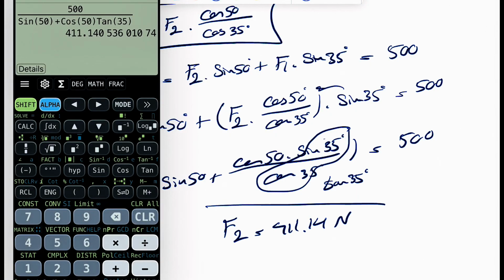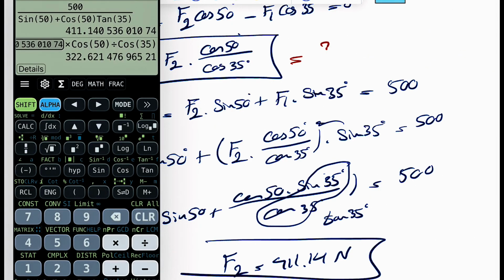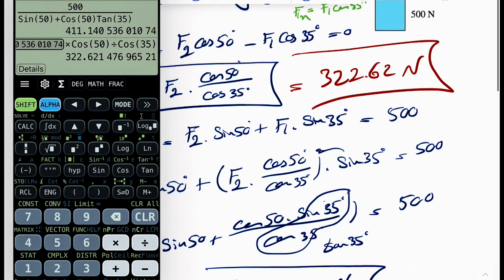So our F2 will be 411.14 newtons. And if we just plug F2 in here, we can find F1. So this value times cosine of 50 divided by cosine of 35. So F1 would be 22.62 newtons, and that's going to be the final answer for this question.